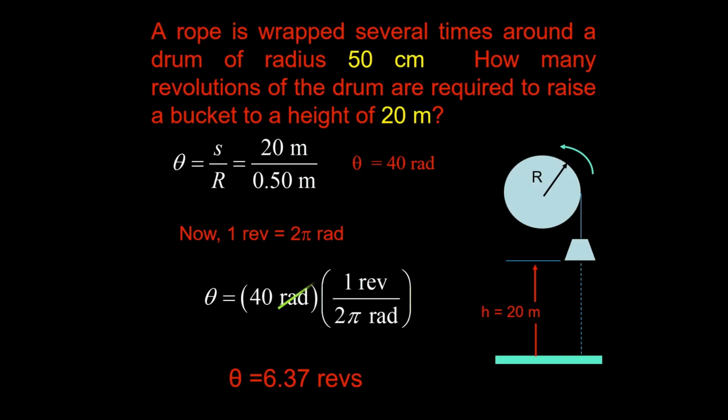Now remember, if you look at theta here, you'll end up in revolutions because the radians will cancel. You've got 40 radians over 2 pi radians. That gives you no units at all. So the revolutions is in terms of how many times you're turning something. Physically, these units have gone away.